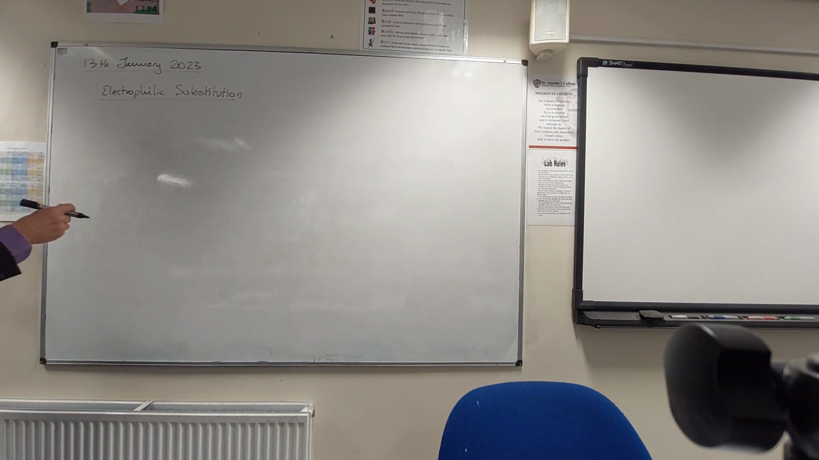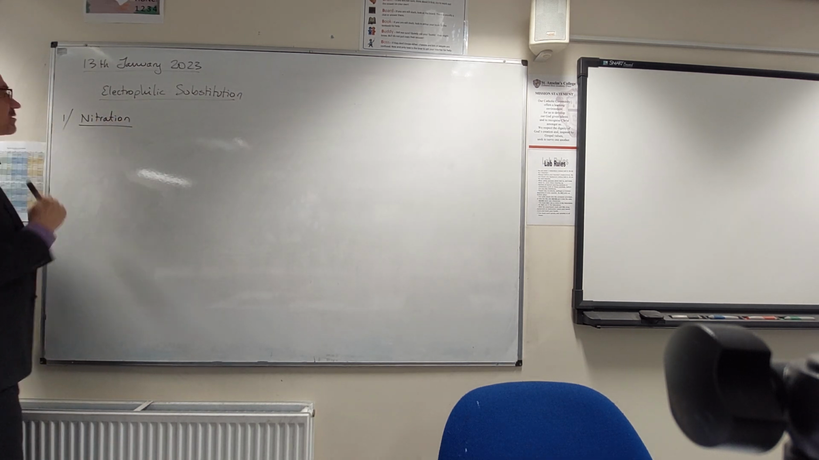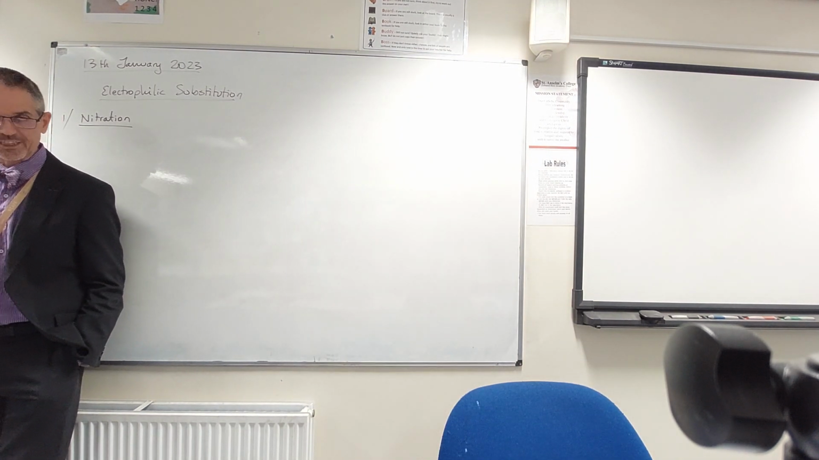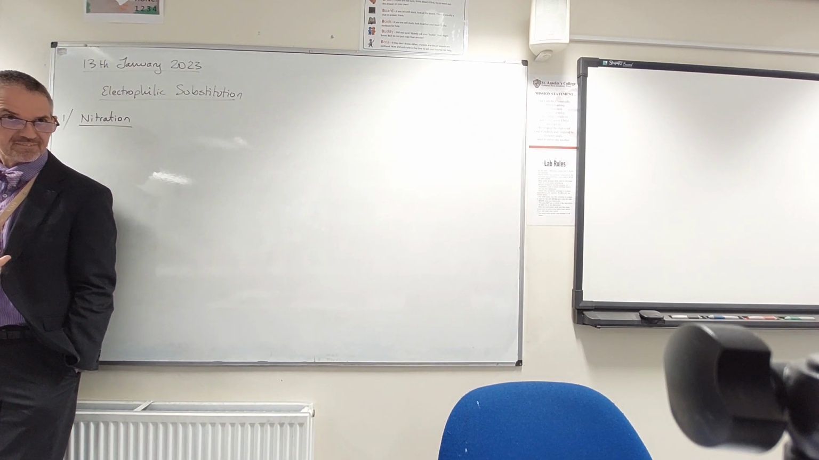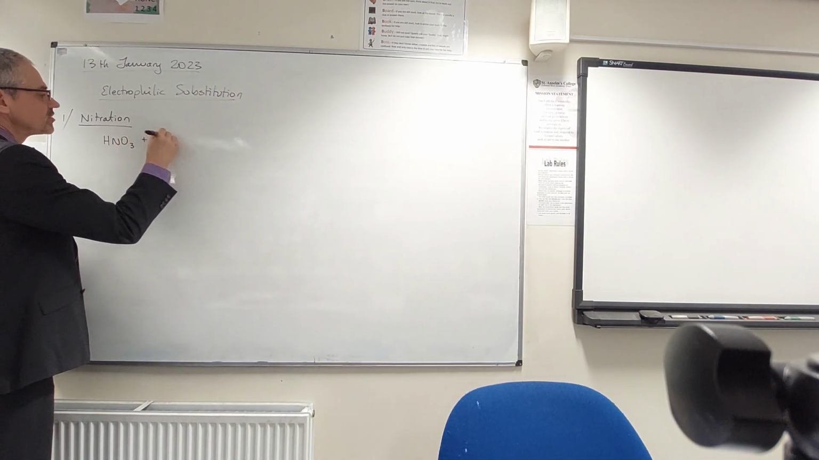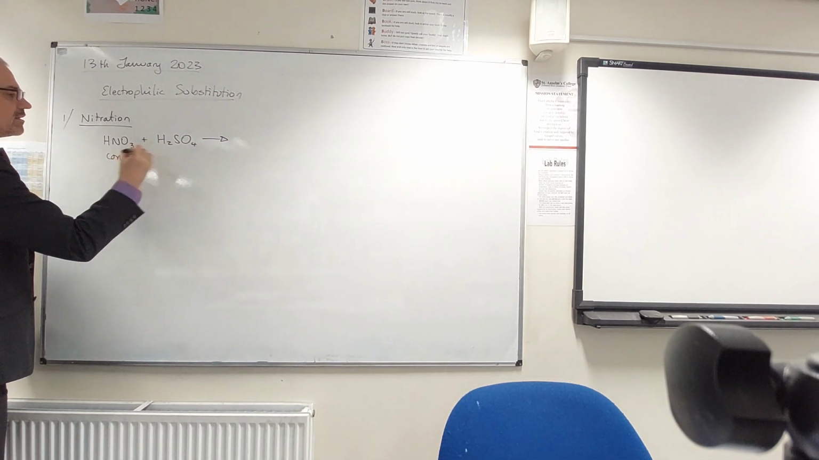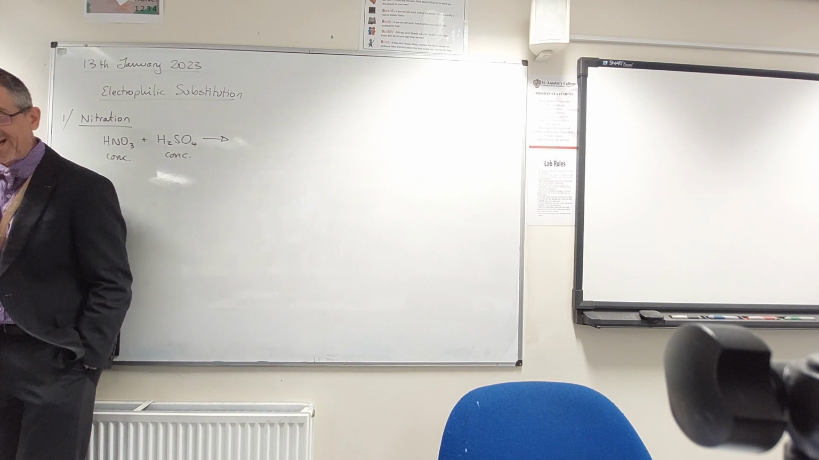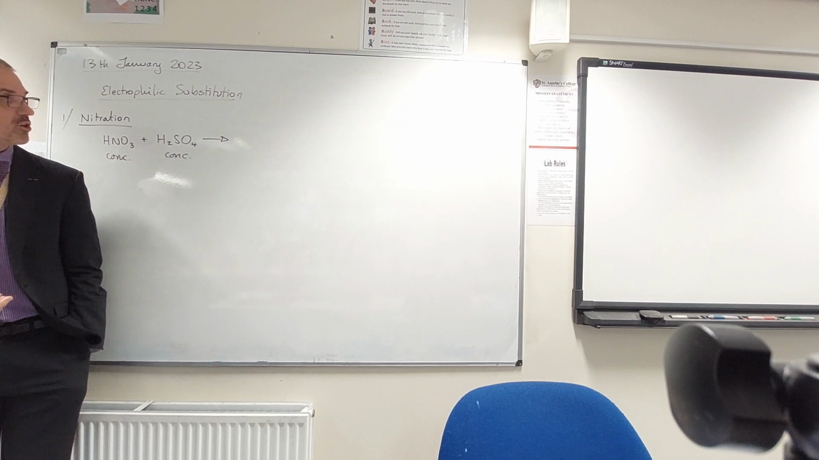Okay, so we'll start off with nitration. We did this at the end of the last lesson, but let's just review it anyway. How do we make the nitro electrophile? What do we need for that? Nitric acid and sulfuric acid, and they both have to be concentrated. It's a very vigorous reaction. It gets very hot. We need to do it on an ice bath to make sure we keep it cool.